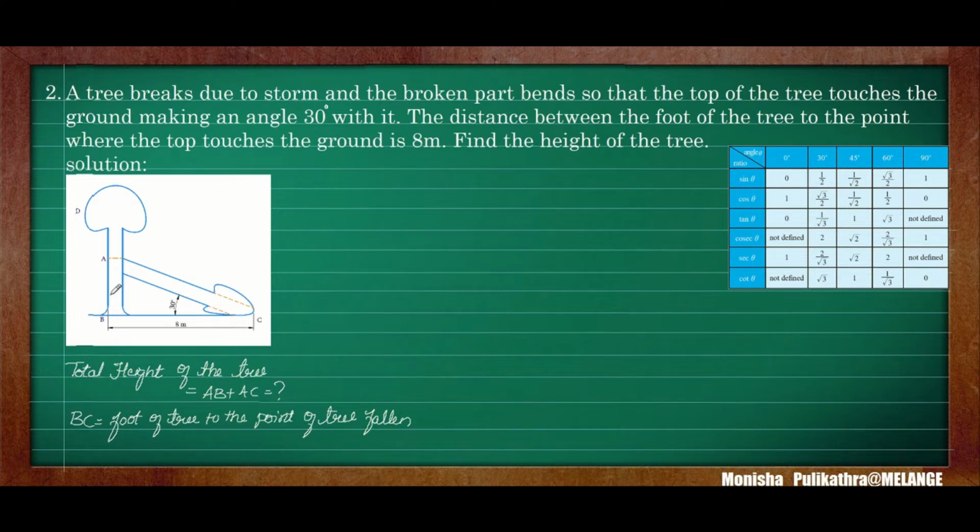Here a tall tree is there, which is BD. BD is the original height of the tree, whereas due to a storm the tree breaks at the midpoint and falls to the ground. The distance between the foot of the tree and the point at which the tree falls on the ground is BC, which is equal to 8 meters. The total height of the tree, after falling, will be AB plus AC, since it has fallen from the mid part. So the total height of the tree is AB plus AC, which we have to find out. Okay, so consider this as a right angle triangle.